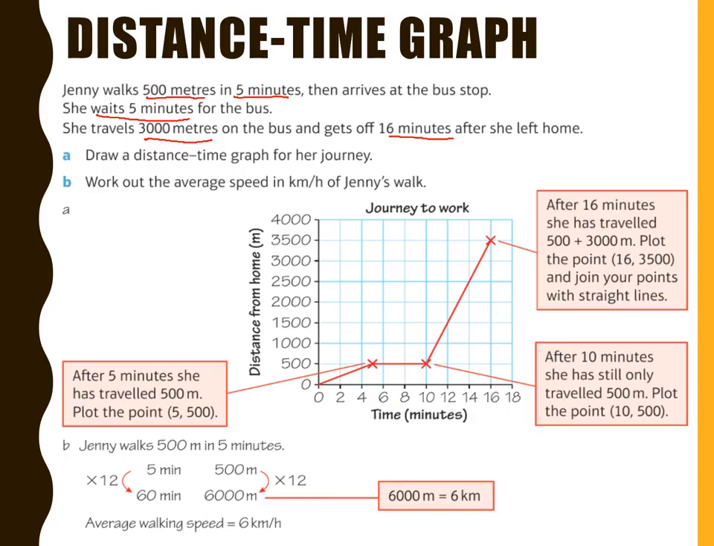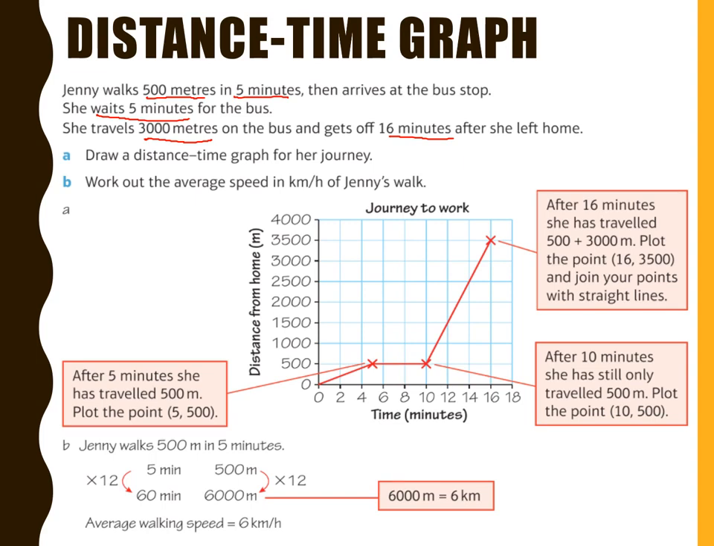Okay, so 500 meters in 5 minutes. Let me just decipher it. So I know it's going to be 500 meters, and it's saying in 5 minutes. So at 5 minutes, I plot my point. And then it says she waited 5 more minutes. So from 5 to 10, she had to wait. So she's not moving or anything. She's just waiting for the bus. And then it says she travels another 3,000 meters and gets off 16 minutes after she left home. So this is where she left home, and she gets off 16 minutes after.